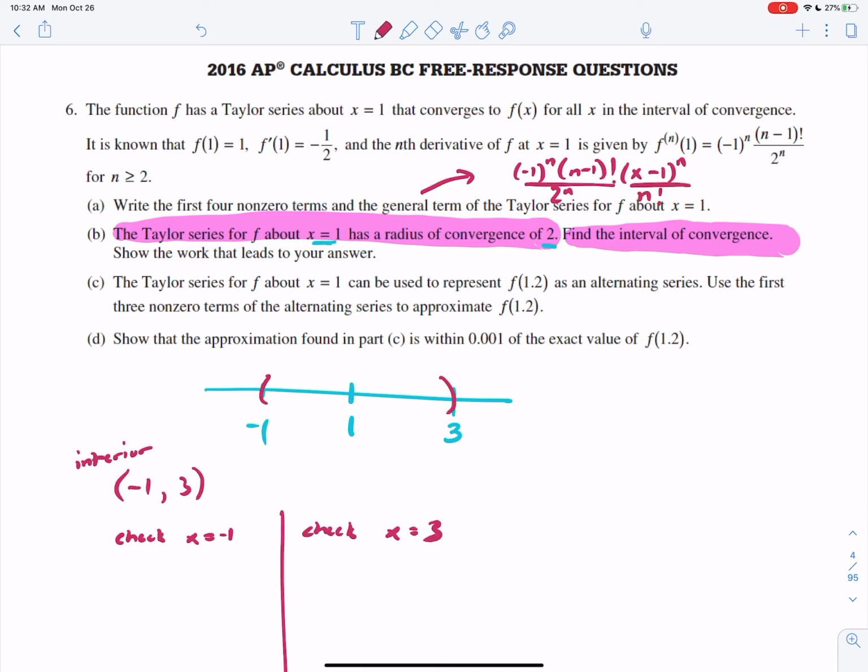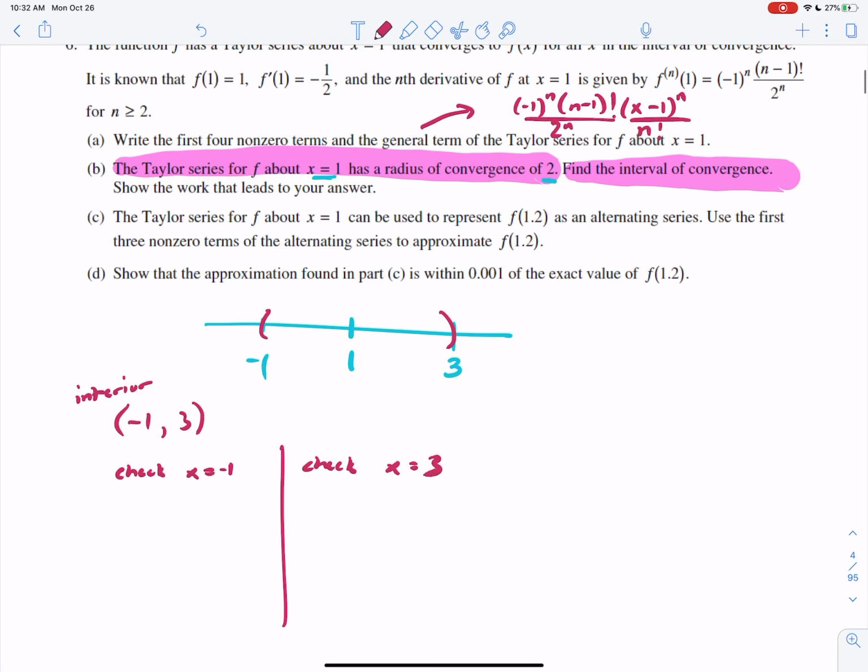Okay, that was the general term there. So what we're going to do is plug in what happens when x is equal to -1 and what happens when x is equal to 3. Okay, so here we go.